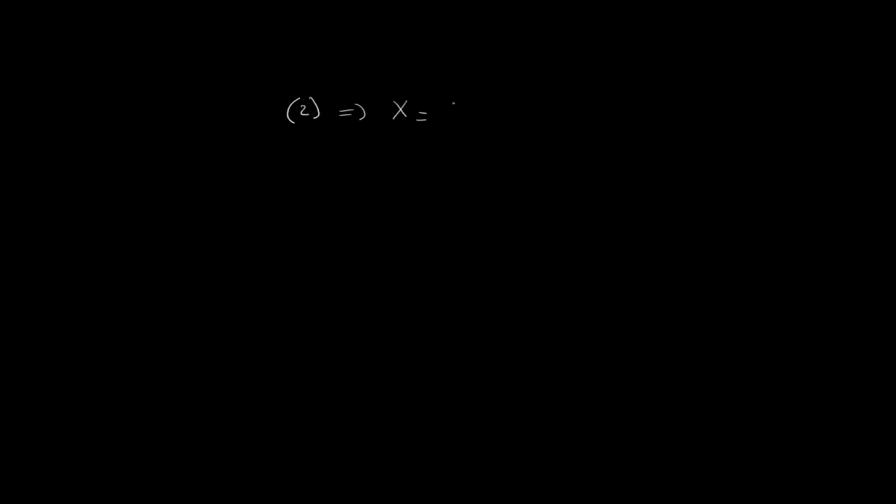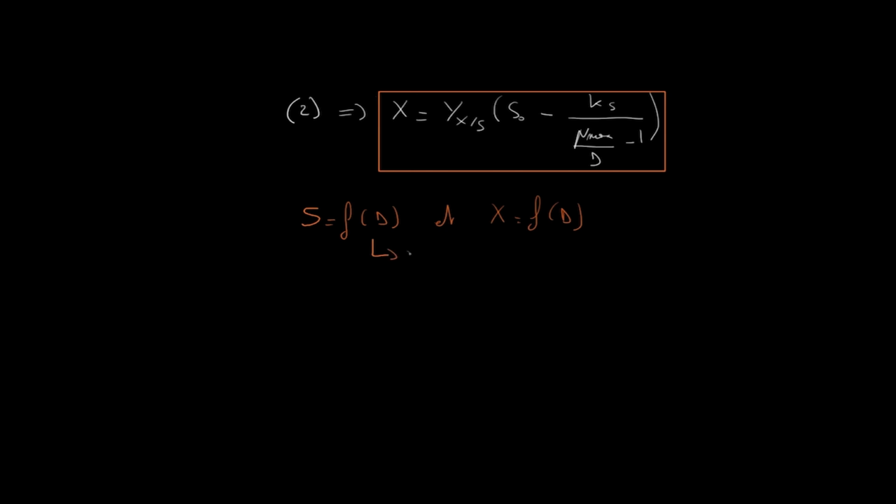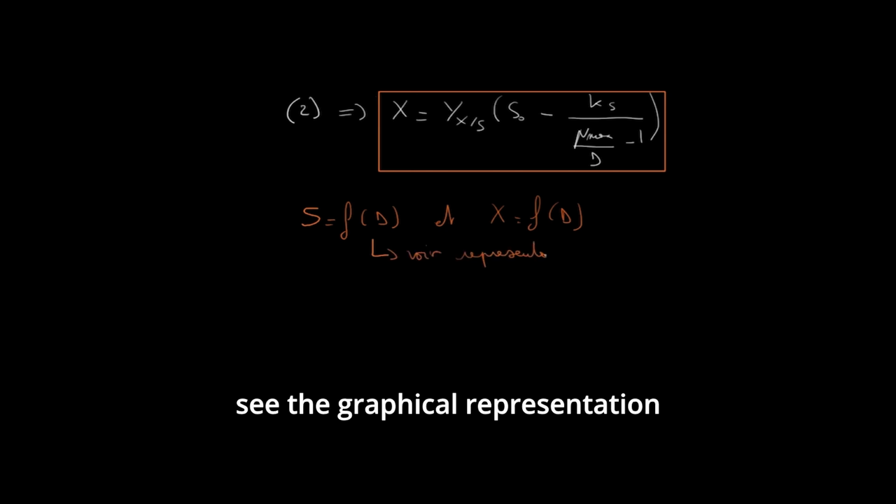If we replace the expression of S in function of D in equation 2, we will obtain the expression of X in function of D. So we have obtained S and X in function of D, the dilution rate. We will represent this expression graphically. We will represent X and S as a function of D.